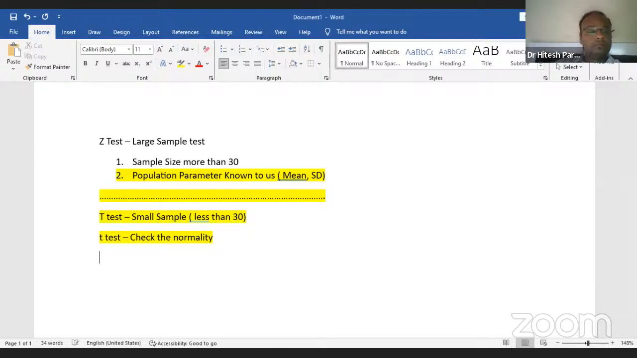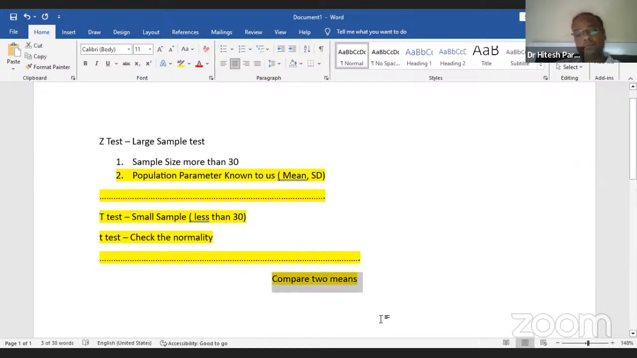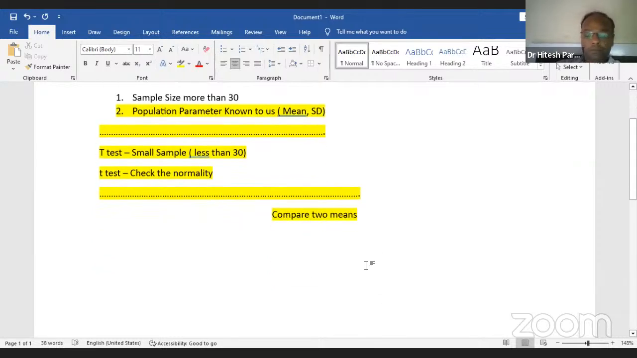Now, t-test is for less than 30, and for greater than 30, we need to ask the additional question. But fundamentally, when to go for t-test? If you want to compare two means, then fundamentally you need to go for t-test. It will compare the means of two groups. Here we are comparing two means, so we require two variables.